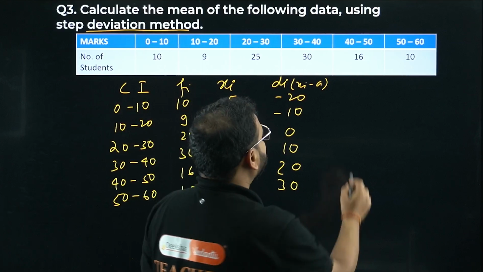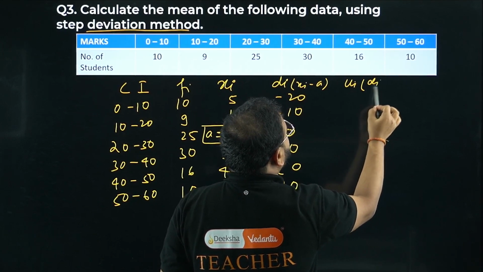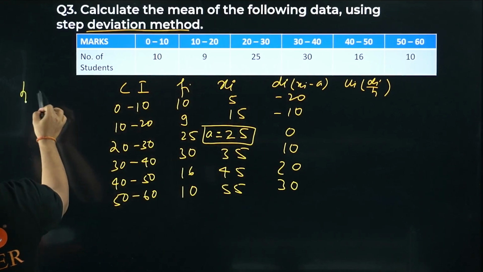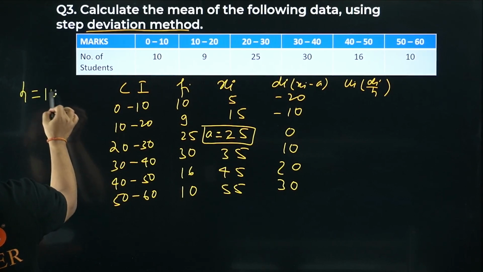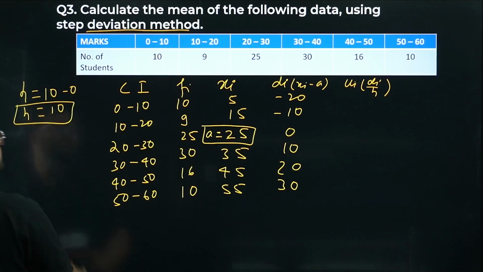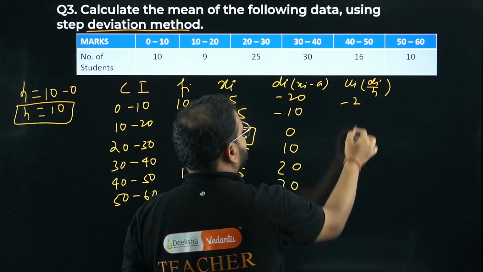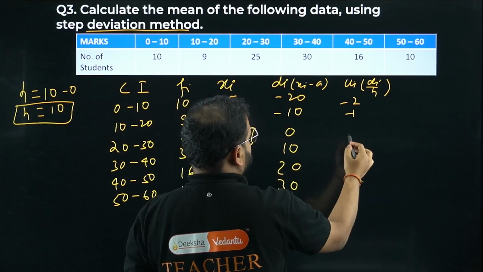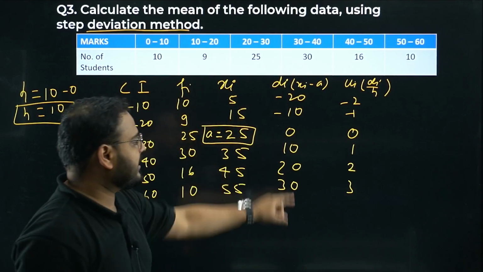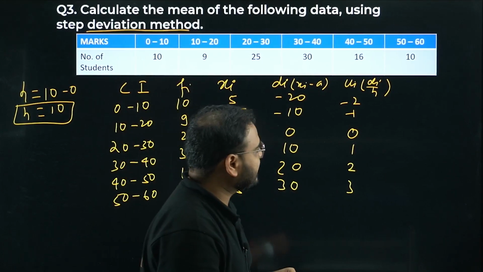I have to find Ui also. What is Ui? Di by H. So what is the H value? Please check here. H is the class size, so upper limit minus lower limit. H is coming as simply 10. 10 by 20 with a minus sign, so minus 2. Minus 1. This is 0. This is 1. This is 2. This is 3. Correct now? 10 by 10 is 1, 20 by 10 is 2, 30 by 10 is again 3.